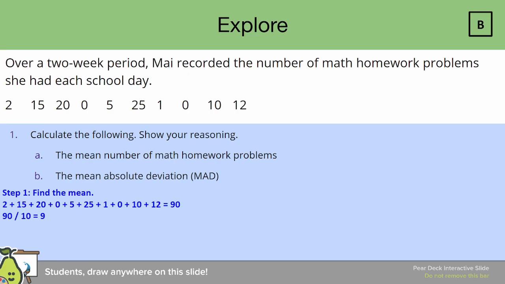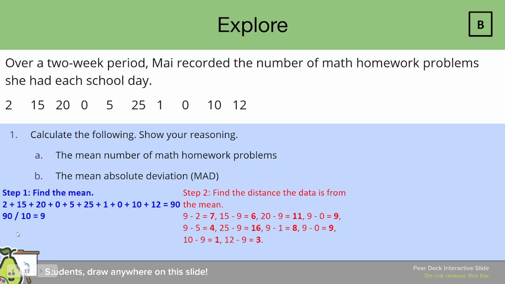All right, welcome back. If you did all the work correct, you would have noticed that 9 minus 2 is 7, 15 minus 9 is 6, 20 minus 9 is 11, 9 minus 0 is 9, 9 minus 5 is 4, 25 minus 9 is 16, 9 minus 1 is 8, 9 minus 0 is 9, 10 minus 9 is 1, and 12 minus 9 is 3.